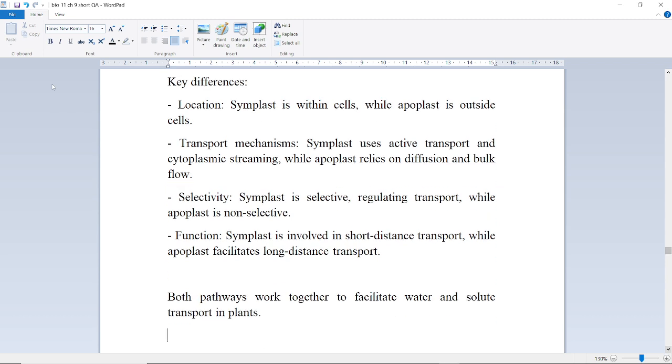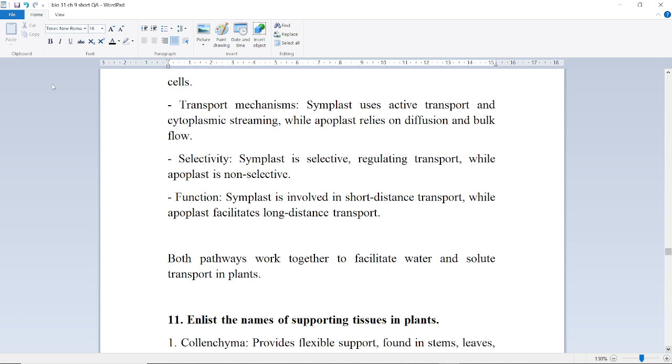Location. Symplast is within the cell while apoplast is outside the cell. Transport mechanism. Symplast uses active transport and cytoplasmic streaming while apoplast relies on diffusion and bulk flow. Next is selectivity. Symplast is selective, regulating transport, while apoplast is non-selective. Function. Symplast is involved in short-distance transport, while apoplast facilitates long-distance transport. Both pathways work together to facilitate water and fluid transport in plants.